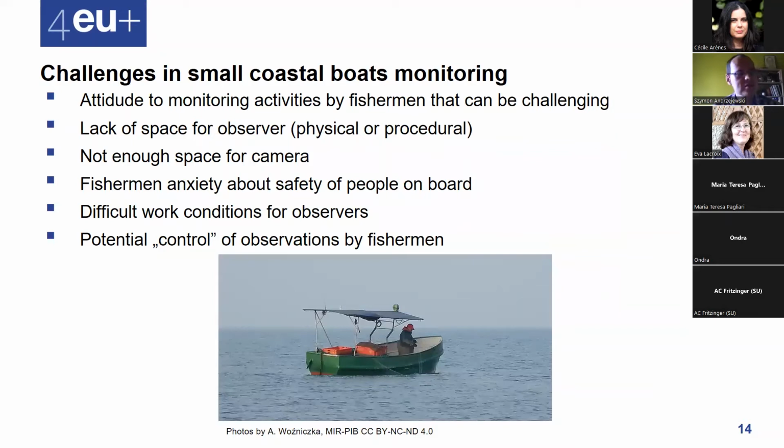So in this aspect, it needs to be said that citizen science projects can be challenging in many aspects. For example, in this case, it needs cooperation with a special occupation, with fishermen, and those challenges can be important because it's not so easy to create a citizen science project that can be acceptable for everyone.